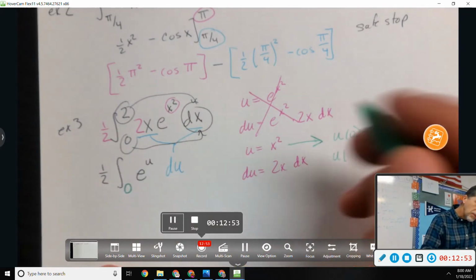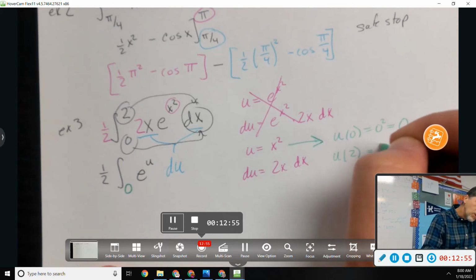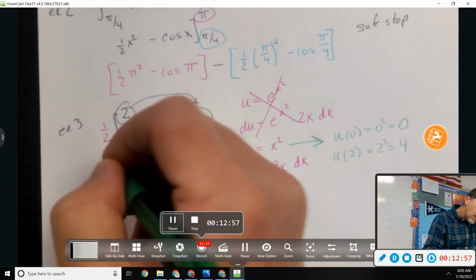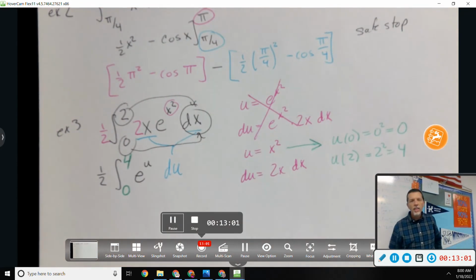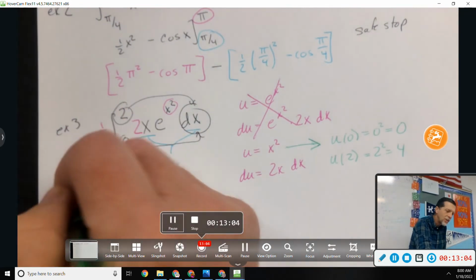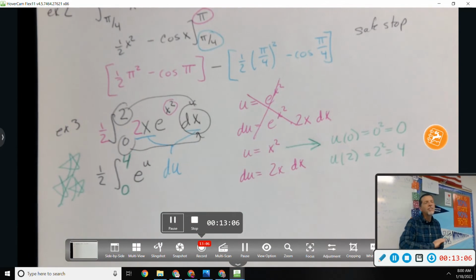Top limit, if x is 2, u is 4. That's a huge deal. People will get everything else right, but they'll leave the 0 and 2, and so they'll miss the problem because they were plugging x limits into a u substitution problem.